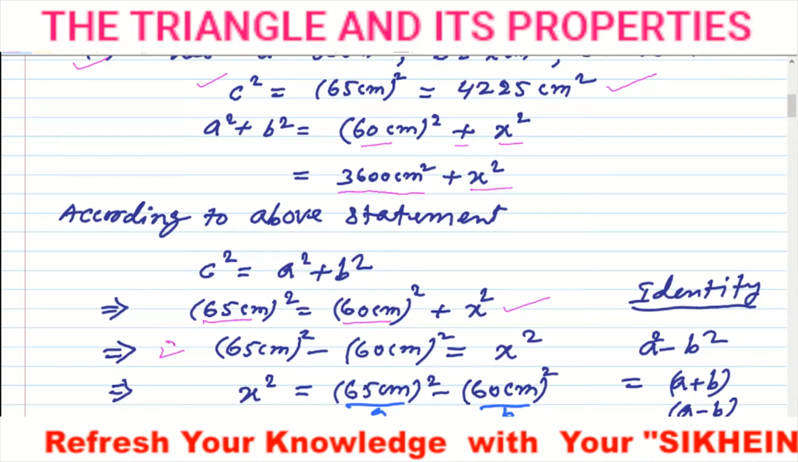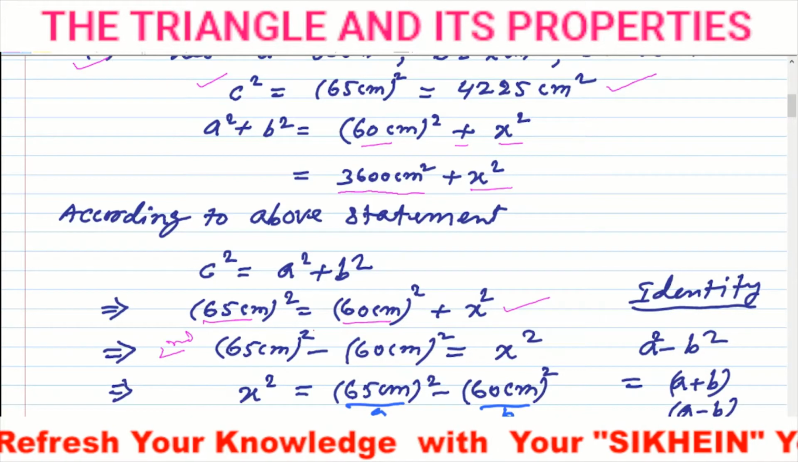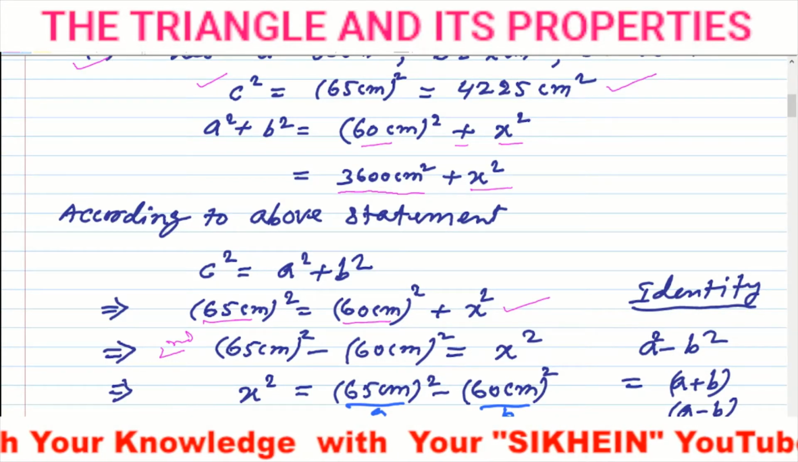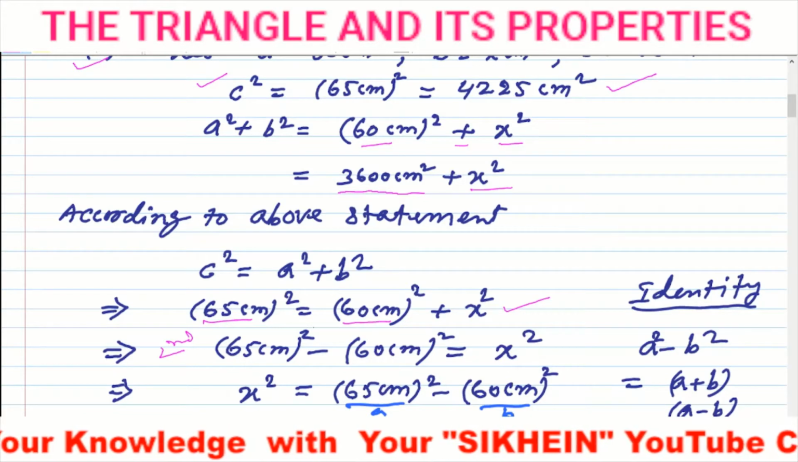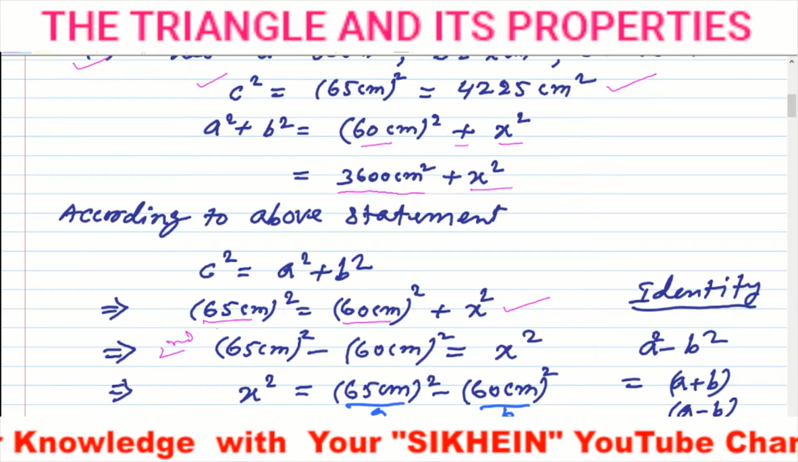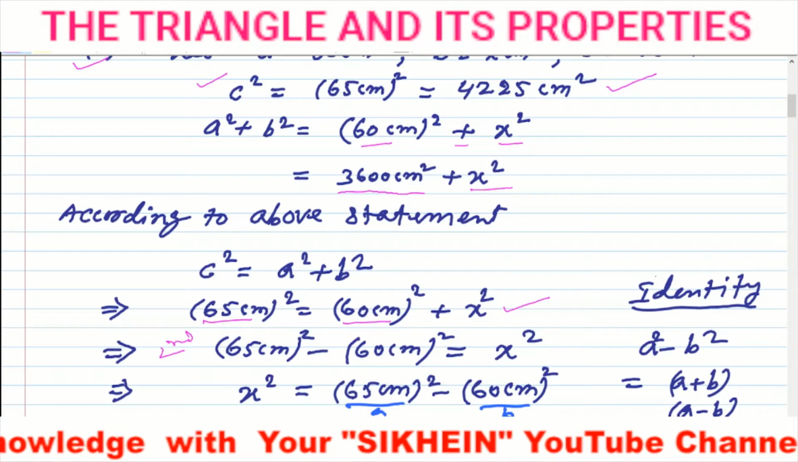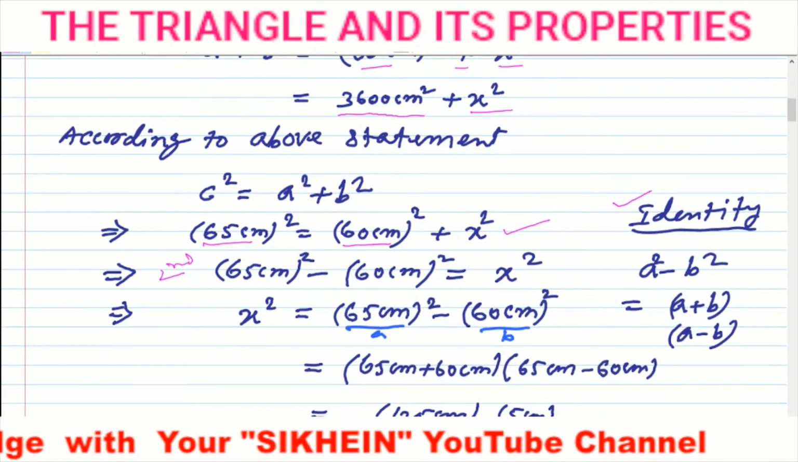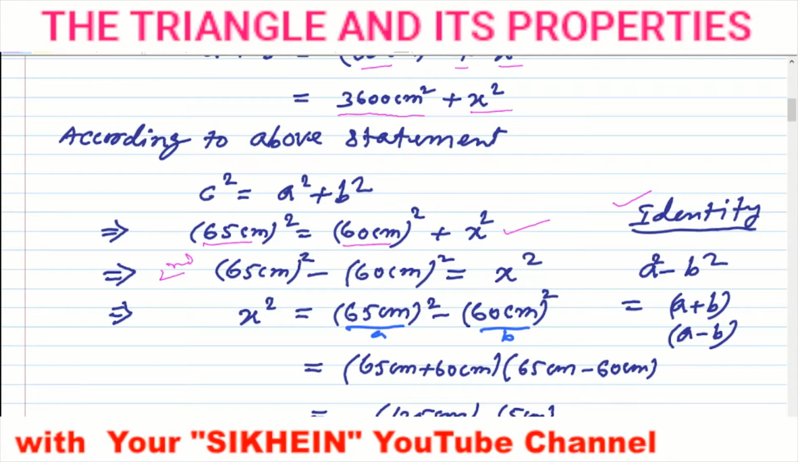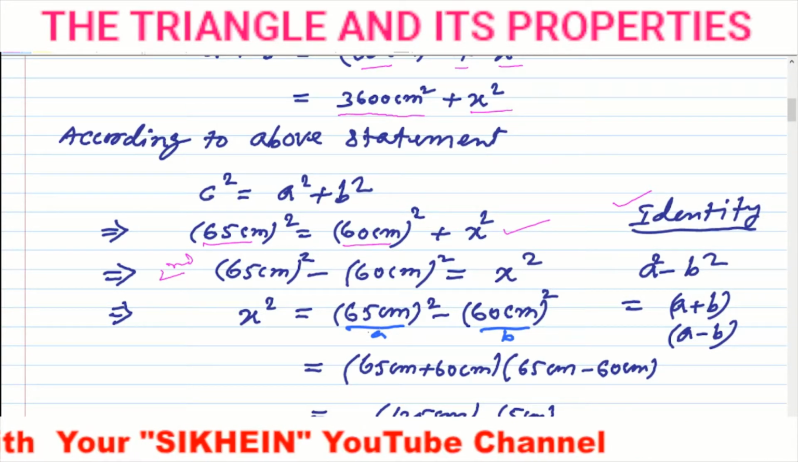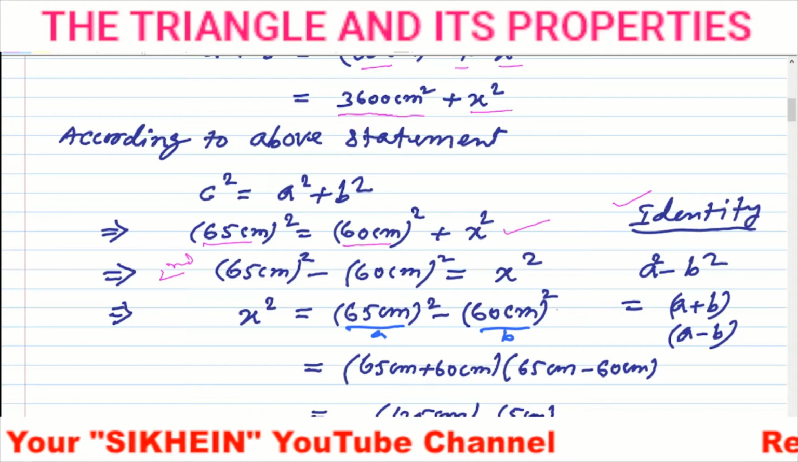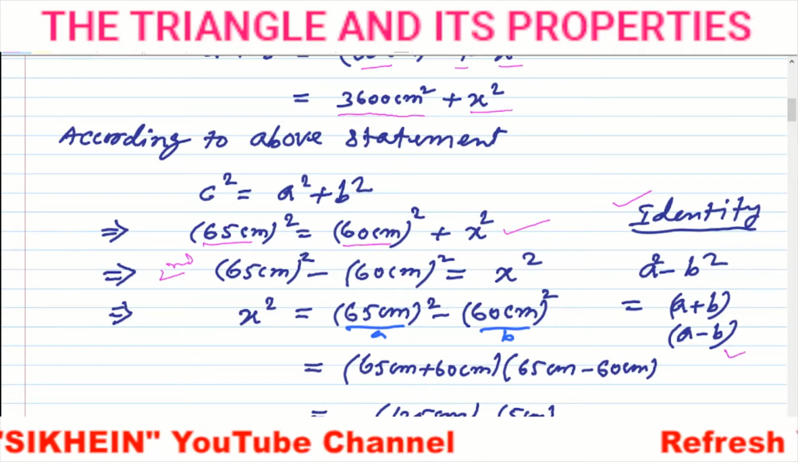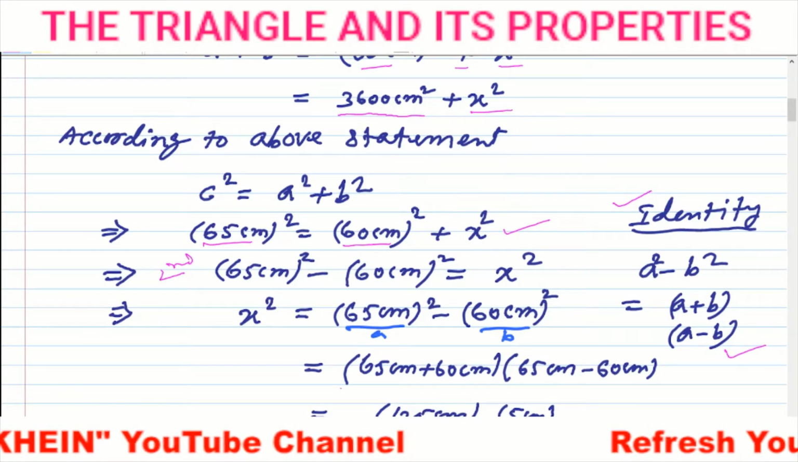second step, 65 centimeter square minus 60 centimeter square. The 60 centimeter square is transposed to the left hand side and the sign will change. The identity we have used here to solve and make it easy: 65 centimeter square minus 60 centimeter square, identity a square minus b square. We know very well, we are familiar with that.